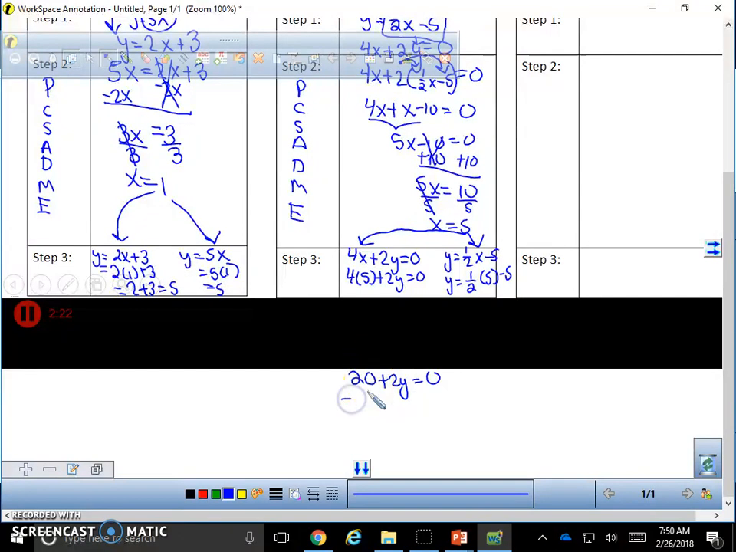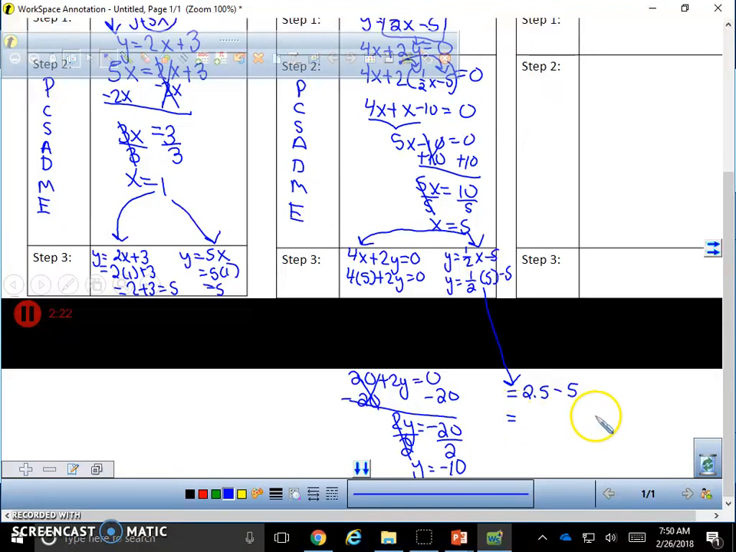Now we're going to take away 20, and we get 2y equals -20. Divide by 2. Y equals -10. All right, if we did everything right, this one's going to also yield -10. So half of 5 is going to be 2.5 minus 5.